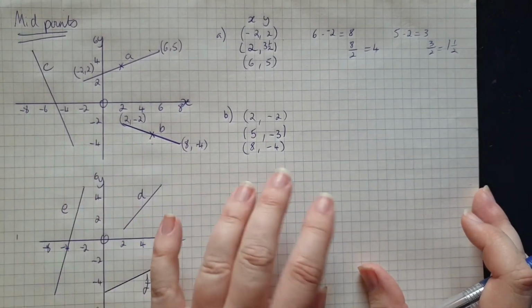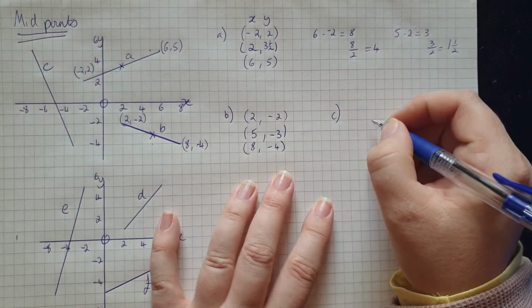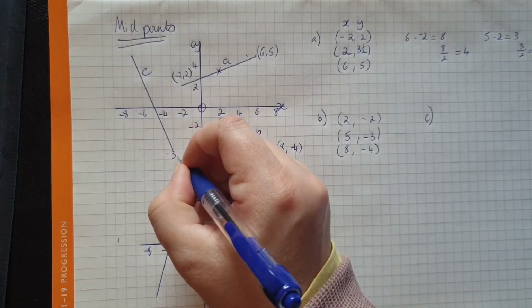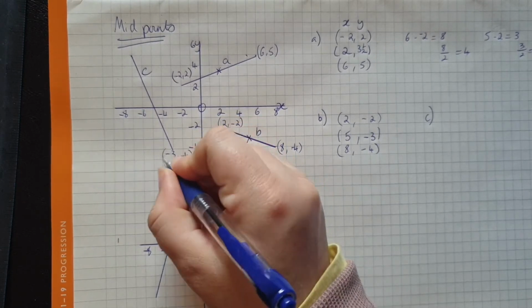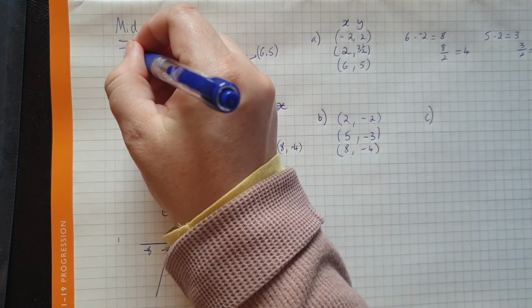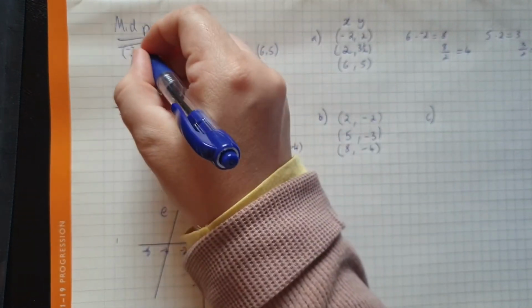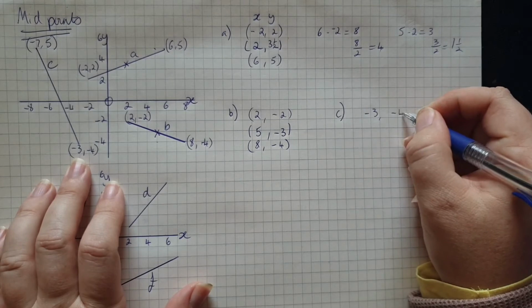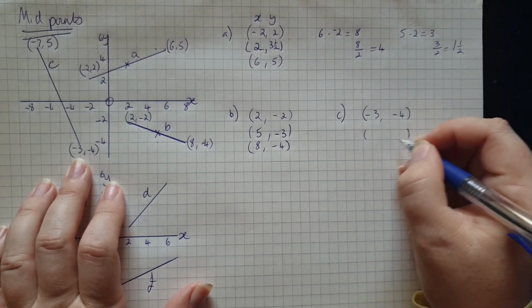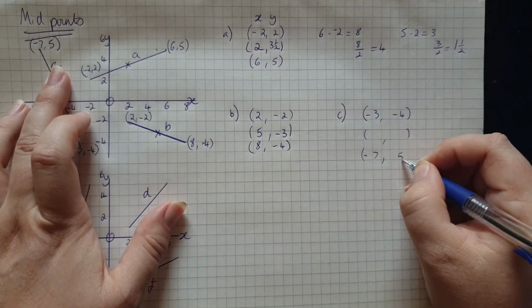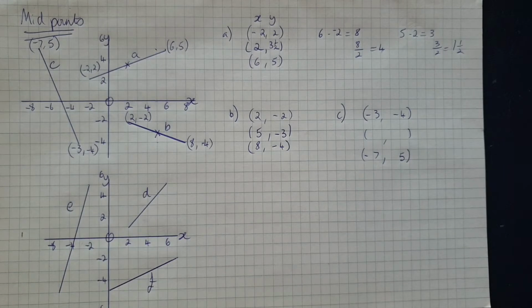Okay, C. Same principle again. Find the coordinates first of all. -3, -4, and -7, 5. That's where I'm going to put the midpoint. Again you're looking for the middle value. What's the value in between?